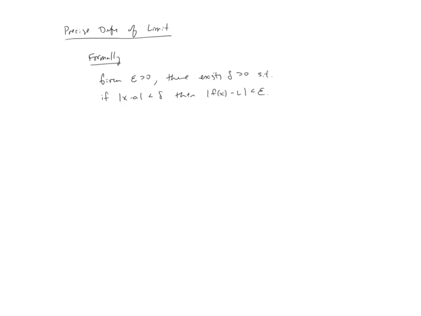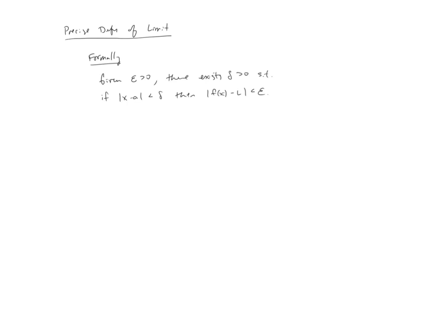All right, so in this video, we're going to talk about the precise definition of a limit. We're going to talk now about the formal definition as opposed to the informal one that we've studied in the last few sections. And so the formal definition is: given epsilon, that's the Greek letter epsilon, bigger than 0, there exists a delta, Greek letter delta, bigger than 0, s.t., meaning such that, if the absolute value of x minus a is less than delta, then the absolute value of f of x minus L is less than epsilon.